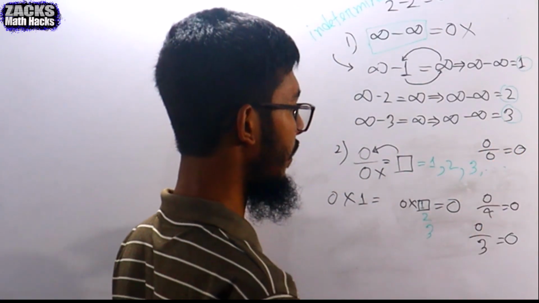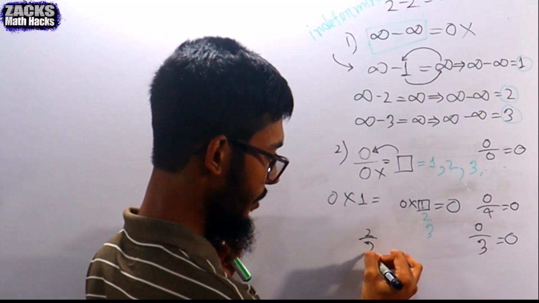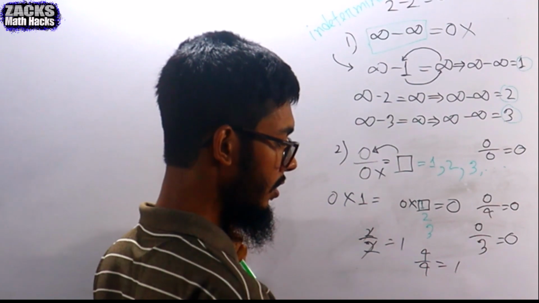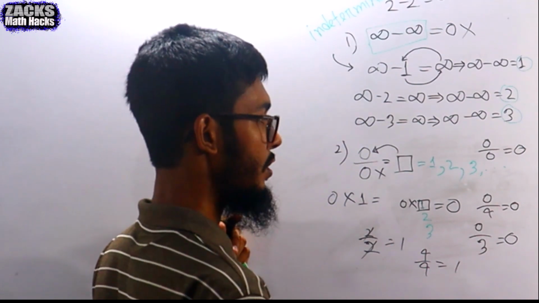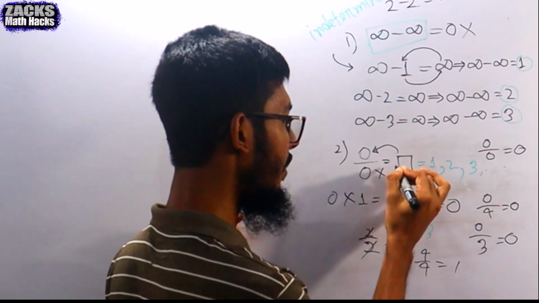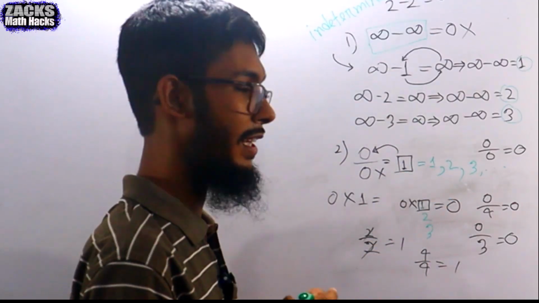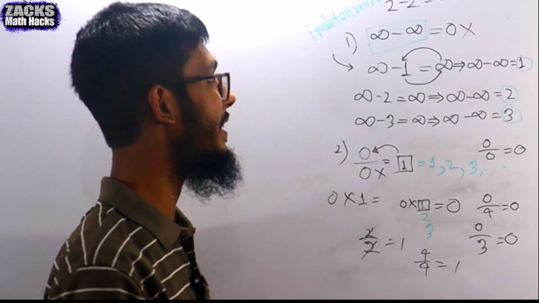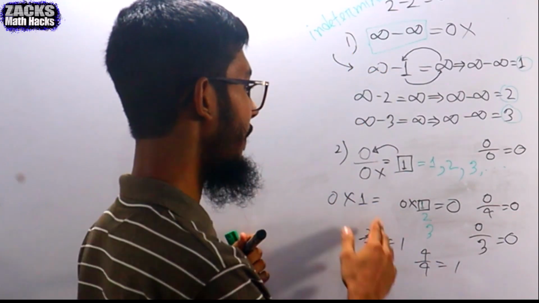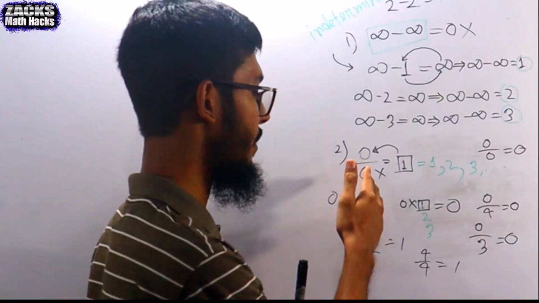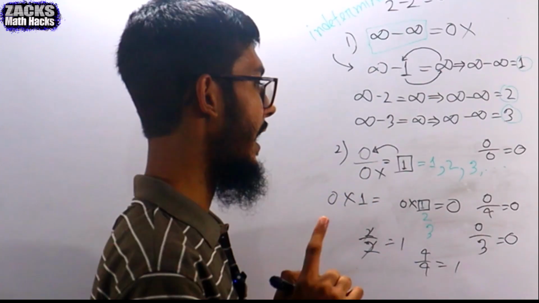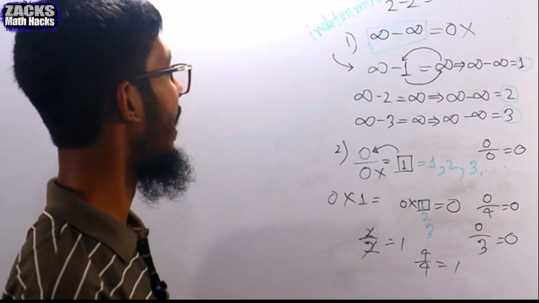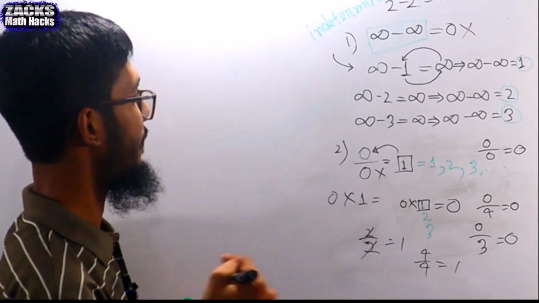No problem. Even most of the people consider like this: 2 by 2 equals what? 1. 4 by 4 equals what? 1. 3 by 3 equals what? Most of the people say only 1. This is not only 1, there are multiple values. Maybe there is a chance of 1. So I hope you got this point, why this expression is considered indeterminate: because this expression has multiple results. So this 0 by 0 is considered indeterminate.